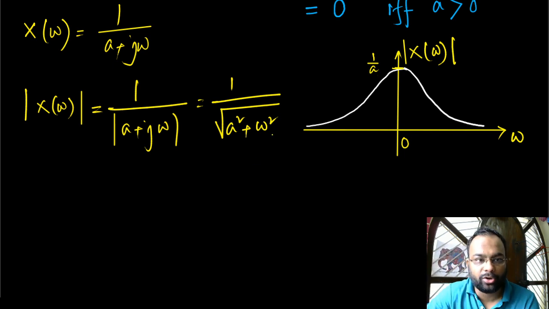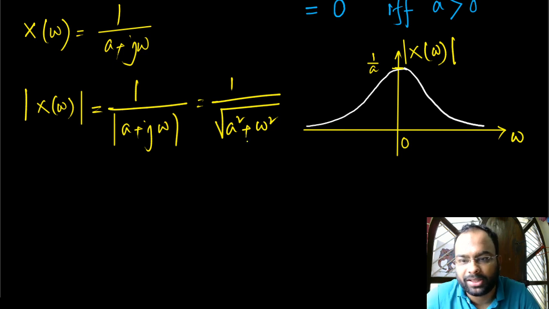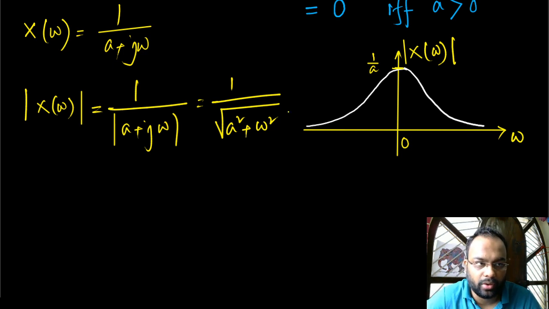I have actually drawn this because I know how to draw this. You can use a calculator, and I shall teach you later on how to draw these kinds of things. But you can take a calculator, fix a certain positive value for A, and put different values of omega. You will see this plot. Or you can use a computer program, for example Python, to actually plot this.